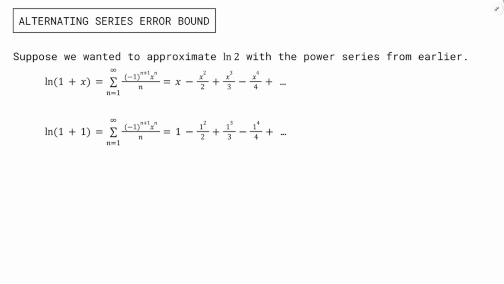So suppose we wanted to approximate the value of the natural log of 2 with the power series we looked at before, right? Where we had natural log of 1 plus x being the sum from 1 to infinity of negative 1 to the n plus first times x to the n all divided by n. And we plug in 1 for x, and we get that alternating harmonic series, which, at least when it's arranged that way, is going to converge to the natural log of 2.